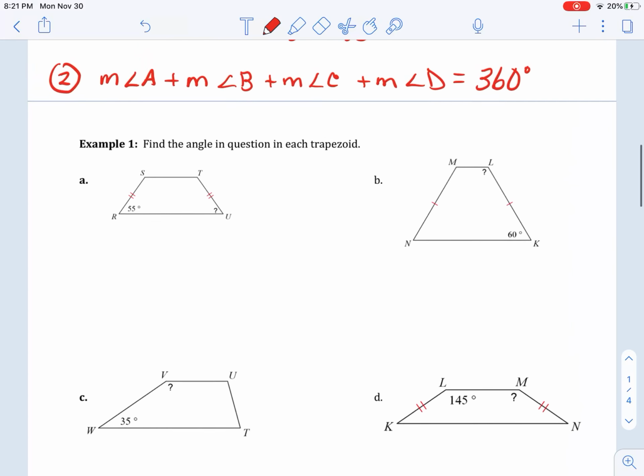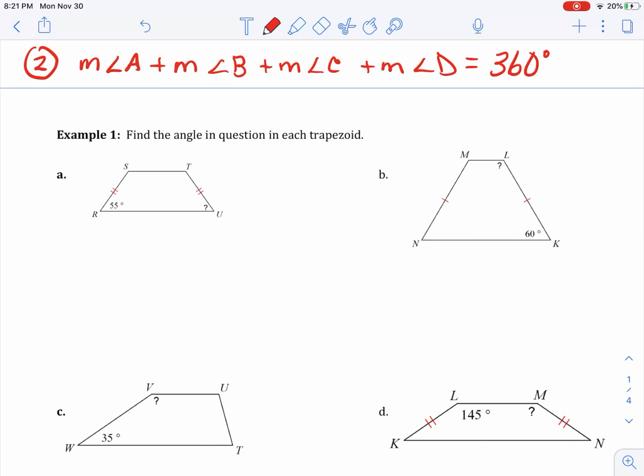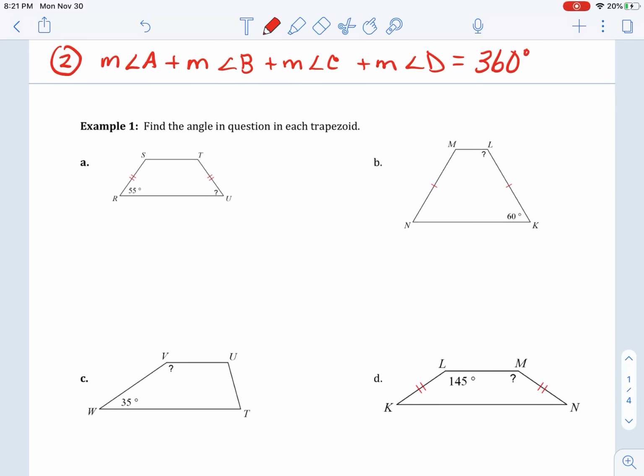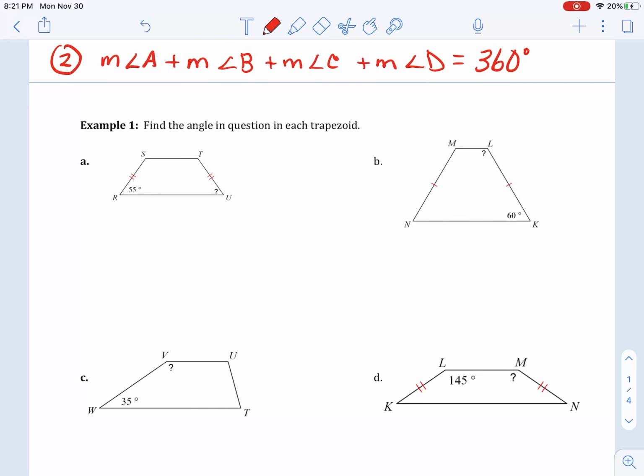All right, so in example 1, it says find the angle in question in each of our trapezoids. So what you have to ask yourself: am I dealing with leg angles or am I dealing with base angles? Now, none of these pictures have the parallel markings on them because the software we're using doesn't put them on there. So let me add them. We should really know that we always have one set of parallel sides. So I'm going to put those arrows on our parallel sides, even though the software doesn't do this for us.